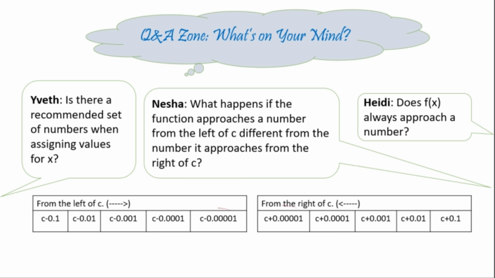So for the next question, does f of x always approach a number? The answer to this question is no. In fact, we will devote one whole episode just to discuss the conditions when the function does not approach a number as x tends to C.